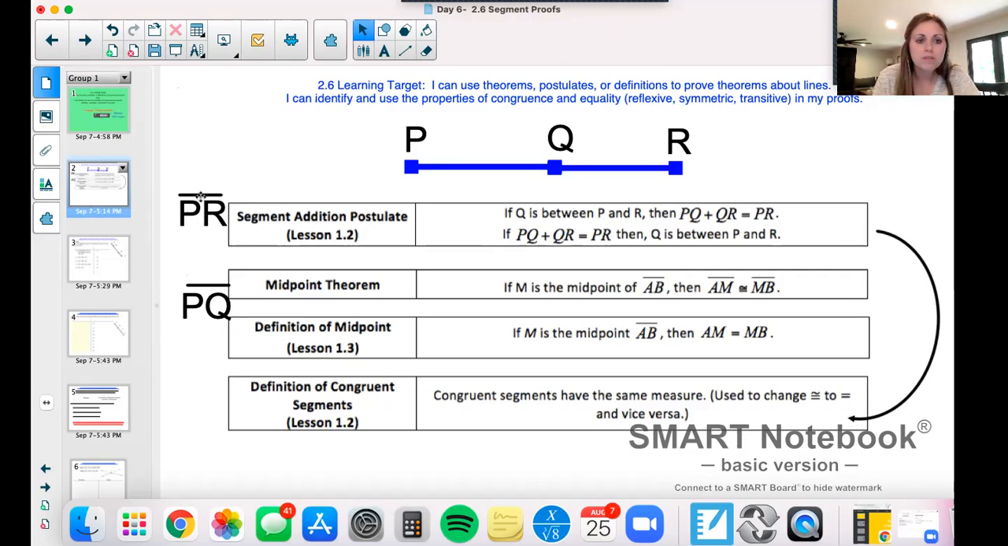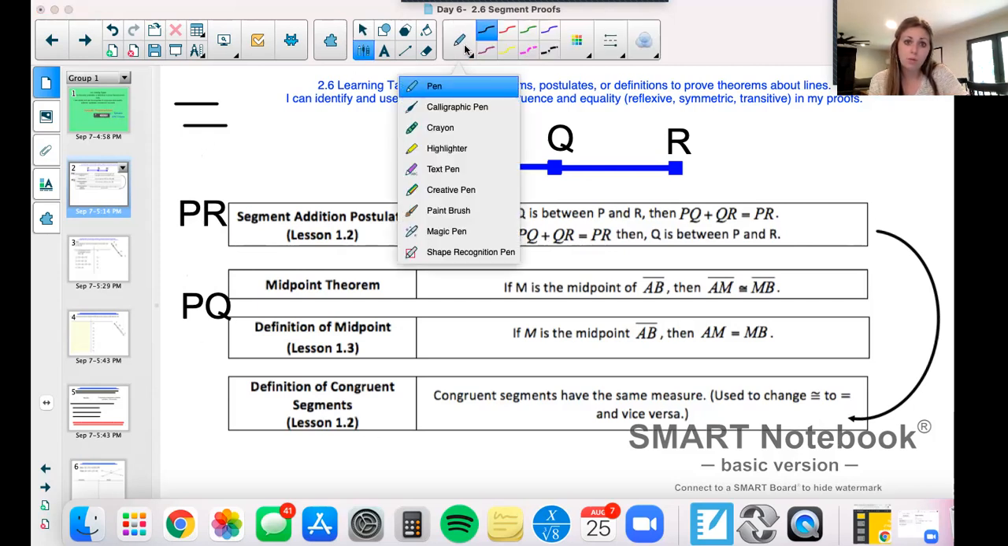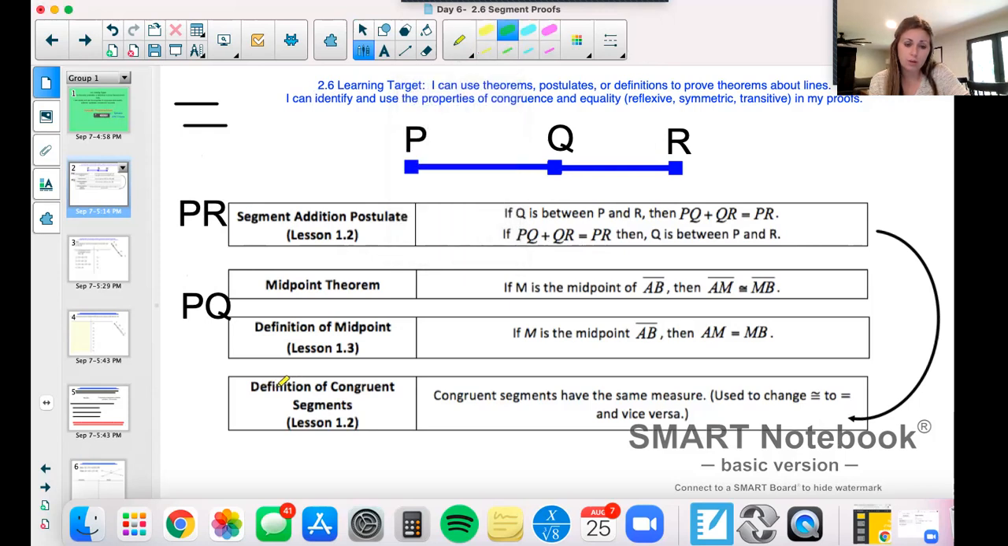Right now I'm dealing with segment PR and segment PQ. Well, the only way that I can get from here to there is if I get rid of those segment bars. And the only way I can get rid of those segment bars is if I go to the definition of congruent segments down here at the bottom. I will highlight that for you so you know which one I'm talking about right now.